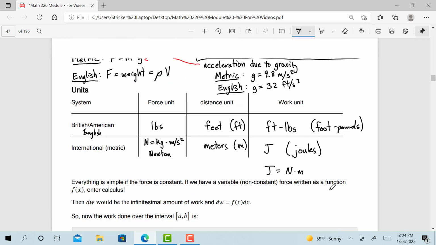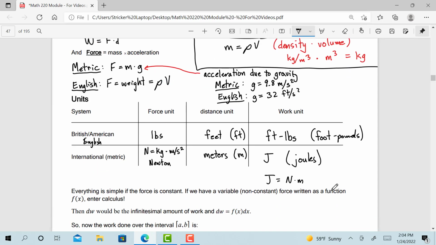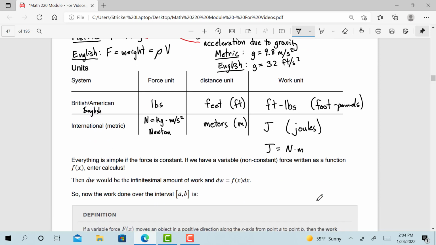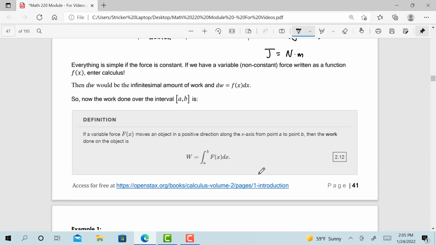Okay, so hopefully that was a review for you, but if not, these are all things you need to become familiar with. Now that formula, work equals force times distance, that's what we use if the force is constant. Everything's simple if the force is constant, but sometimes we have a variable force, a non-constant force, and that's where the calculus comes in. So we have to think about dW as being the infinitesimal amount of work that's done by that variable force. And we have this definition that says that work is equal to the integral from A to B of the force function dx. Let's jump into some examples to see how this works.